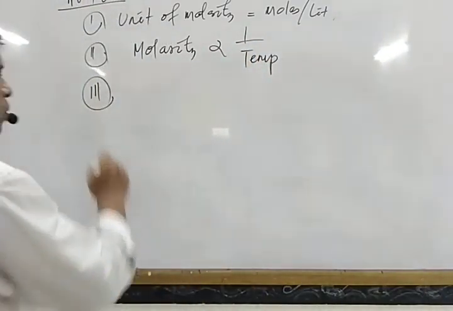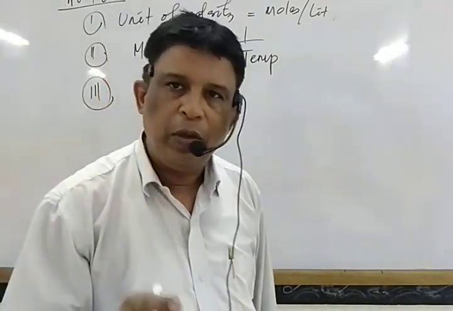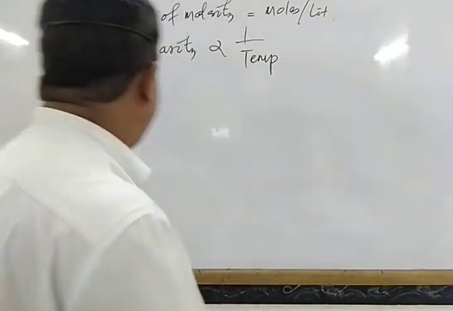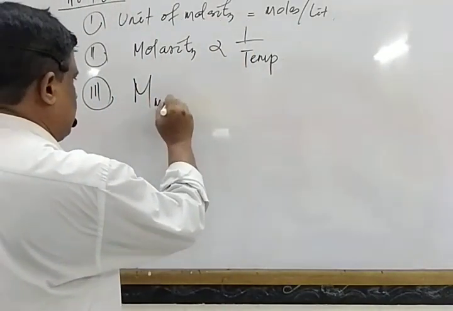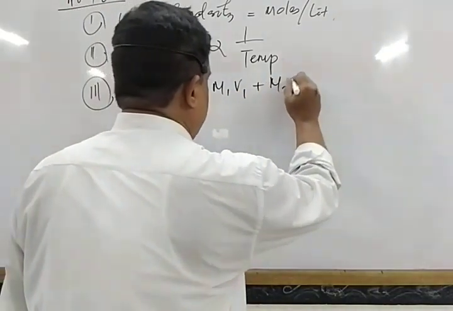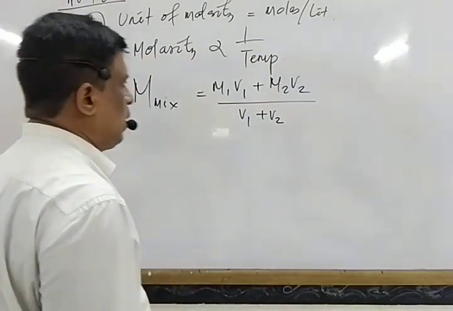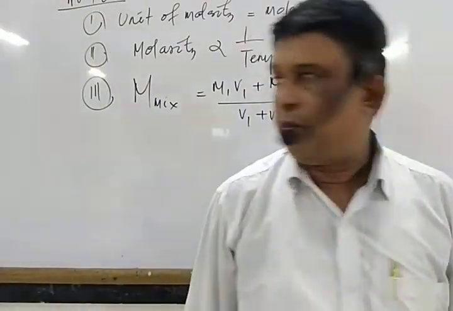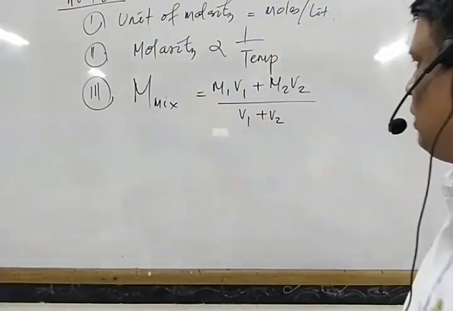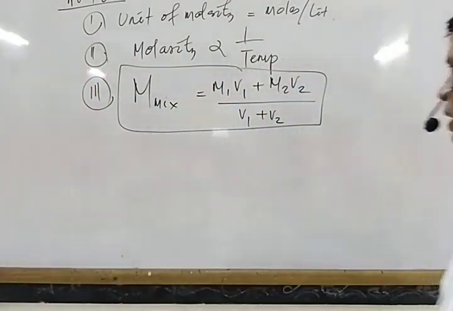We can also calculate molarity of a mixture, like we calculate normality of a mixture. That is, M mix is equal to M1 V1 plus M2 V2 divided by V1 plus V2. Mark that. If we select two components, the molarity of the mixture is equal to M1 V1 plus M2 V2 by V1 plus V2.